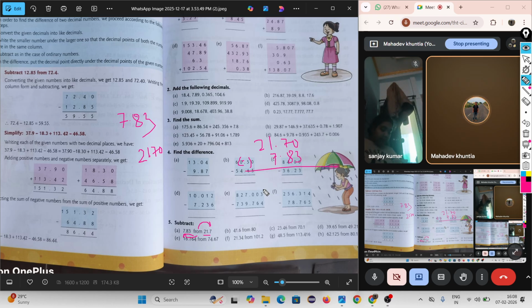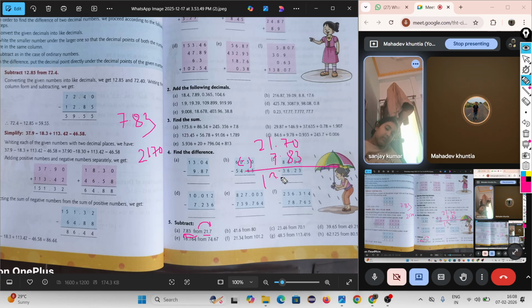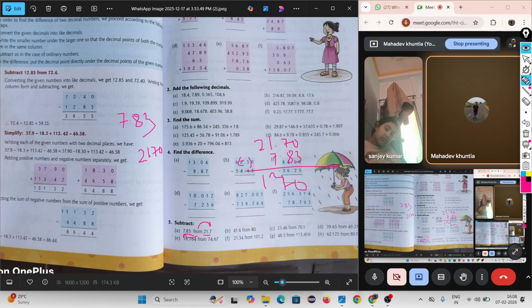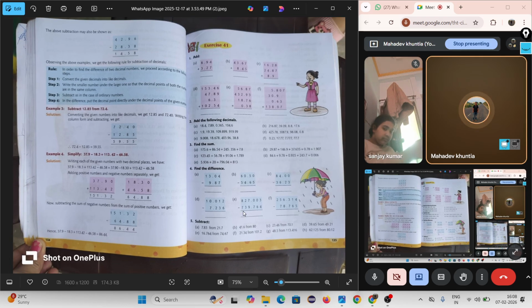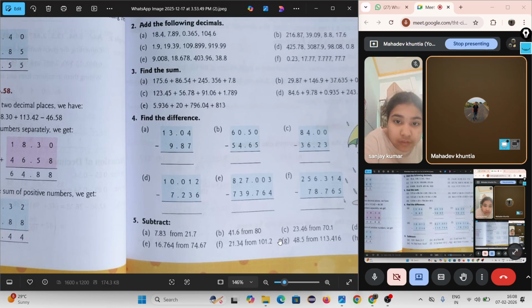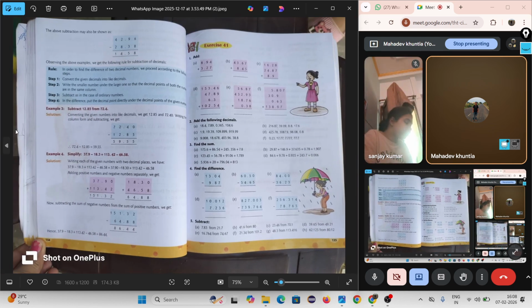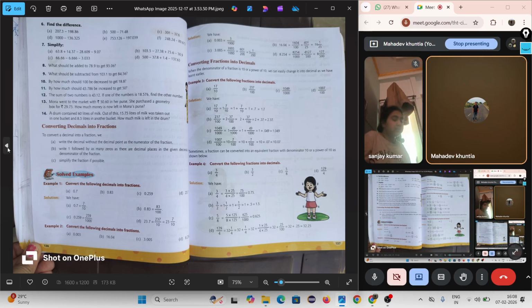Answer is how much? Your mic is stuck. Tell me, the answer is how much? 13.87. Okay, you have to do normal subtraction. Leave the chapter. Look, are you able to do all these questions? Only subtraction, you have to do subtraction. Then move to the next page. Find the difference.